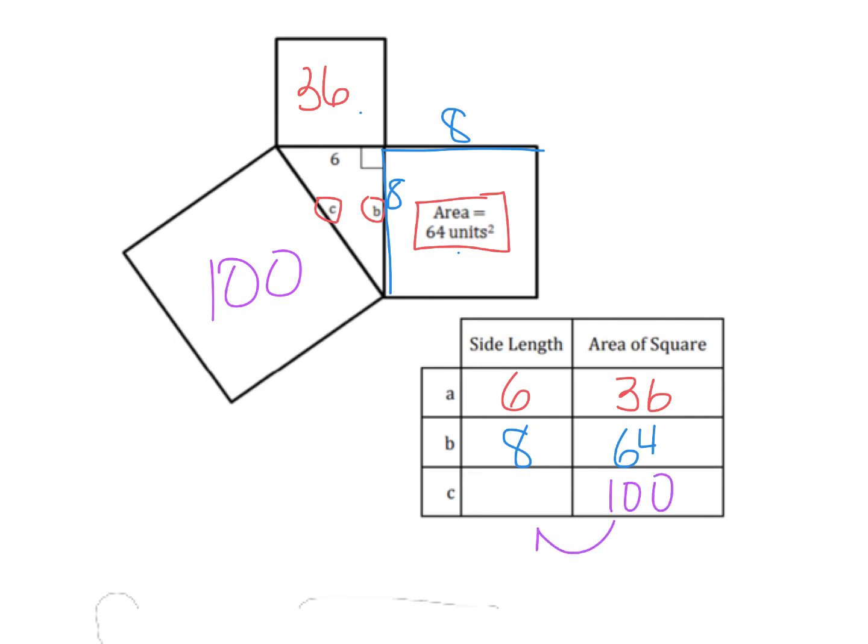Then I have to work backwards and ask, what times itself is going to give me 100? That one is on my perfect square list, and the answer is 10. So there we go. Again, my hypotenuse is across from the right angle. It is my largest side, and it is 10 in this case. Let's look at the next example.